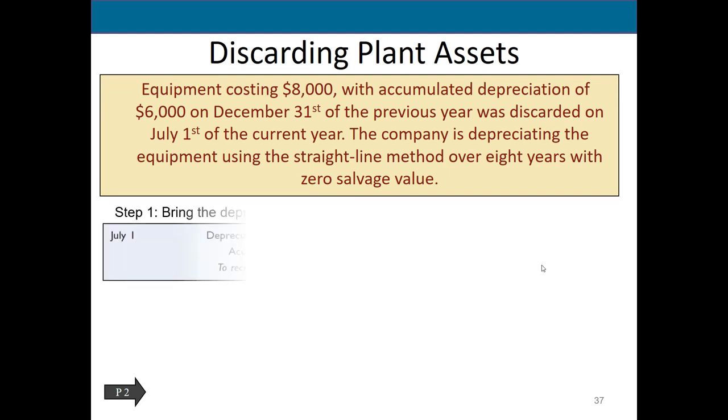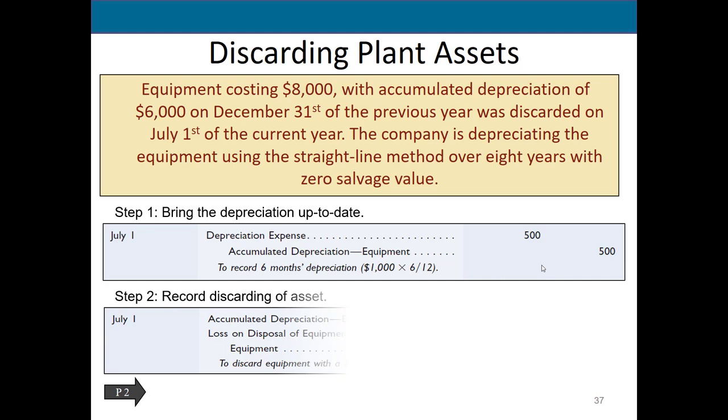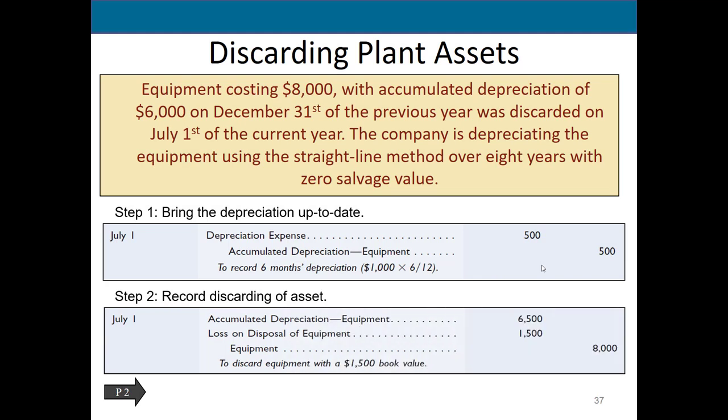Here's a different one. Equipment costing $8,000 with accumulated depreciation of $6,000. What's the book value? Book value is $2,000, right? On December 31st of the previous year, it was discarded on July 1 of the current year. Discarded means I threw it in the trash, folks. I didn't get any money, so you've got to think about it that way. The company is depreciating the equipment using the straight line method over 8 years with 0 salvage value.